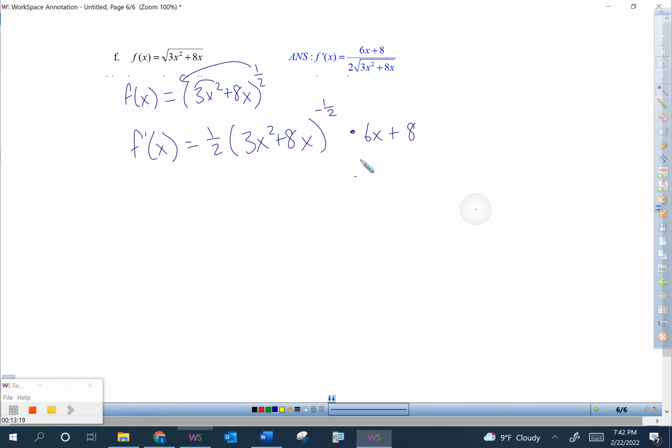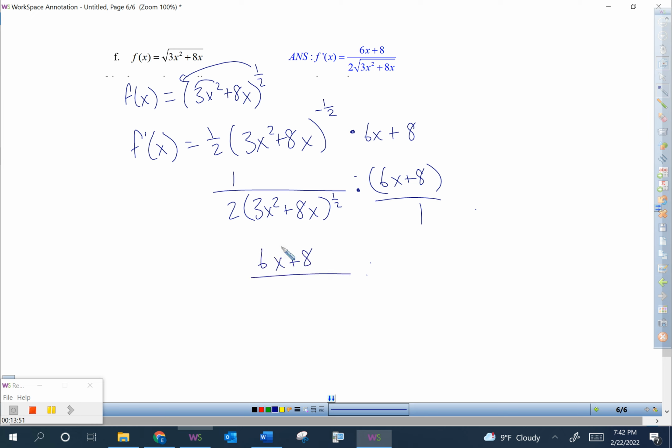Okay, so now we're going to do some rewriting here. Remember, negative exponents, just move it to the bottom. So when we're looking at this, we've got 1 over, this 2 stays on the bottom, but so does this part. Okay, so 3x squared plus 8x. And then again, this is to the 1/2 power. We're going to change that back to a square root. This part, 6x plus 8, is really on the top. Okay, so we can rewrite it in our final step, 6x plus 8, over here, we've got our 2, and then square root of 3x squared plus 8x.